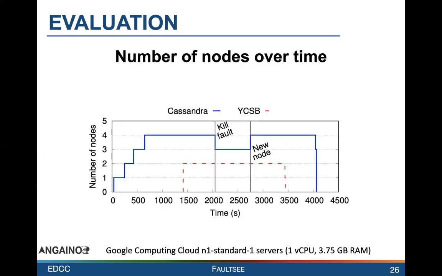So we ran this experiment on Google Compute Cloud with standard servers. On the y-axis, we see the number of nodes, and on the x-axis, we see the time in seconds. As we can see, we start each one of the Cassandra replicas over a 600 seconds period. Then the YCSB benchmark is started, and we kill 1 Cassandra replica at instant 1200, and later we add a new node. So this is the visual representation of the life cycle of the instances that we just specified.